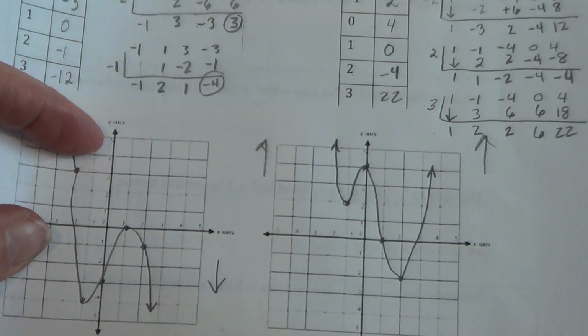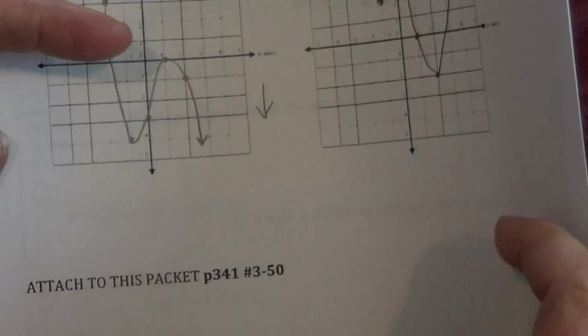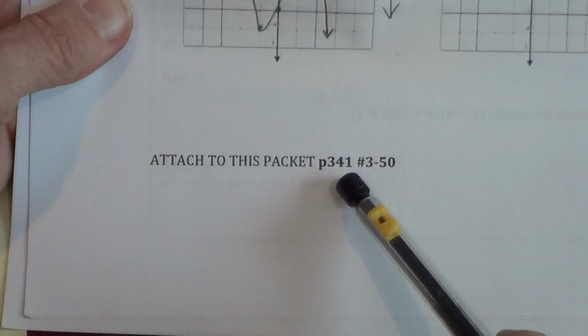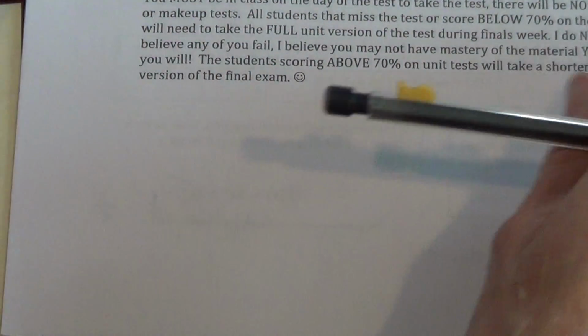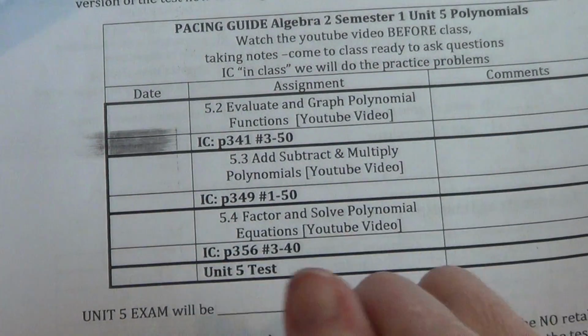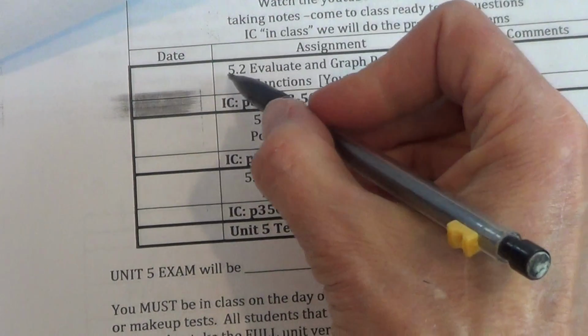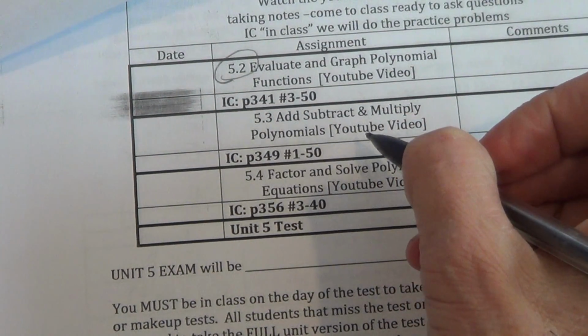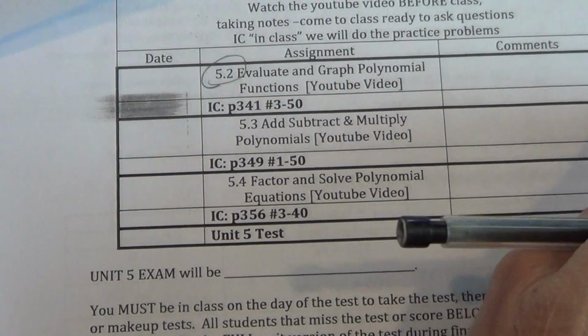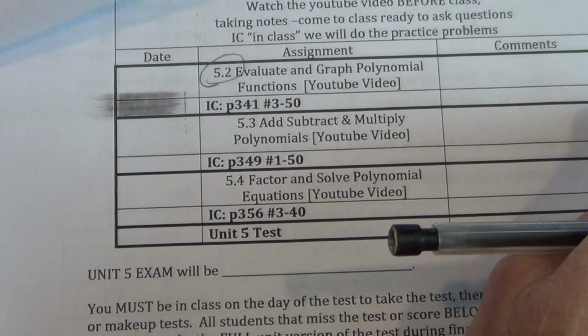Something like that. Okay? This is your assignment when you come to class, page 341, number 3 through 50. If you happen to be at home, then you could go onto ClassZone.com and you could do section 5.2 with the e-workbook and copy down or print out the problems as you do them online.